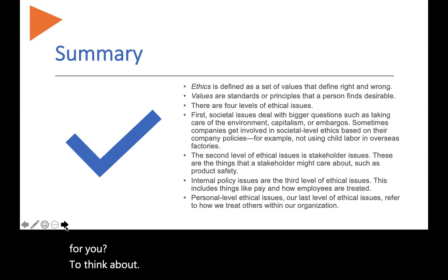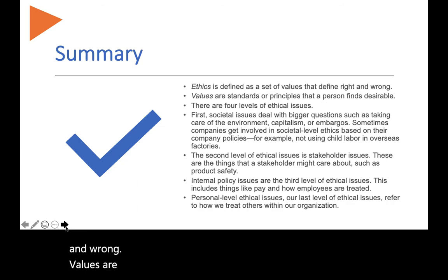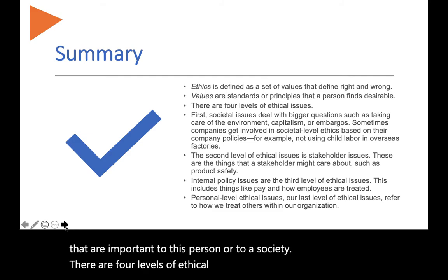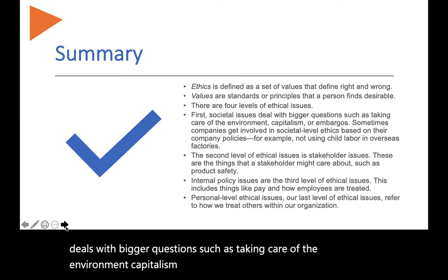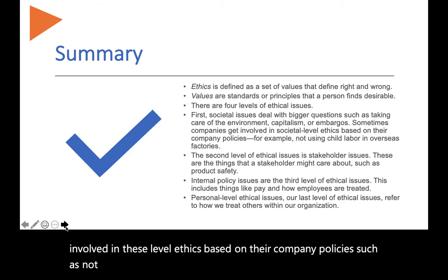In summary, ethics is defined as a set of values that define right and wrong. Values are standards and principles that a person finds desirable, that are important to this person or to a society. There are 4 levels of ethical issues. The first is a societal issue that deals with bigger questions such as taking care of the environment, capitalism, embargos. Sometimes companies get involved in these level ethics based on their company policies, such as not using child labor in overseas factories, as an example.